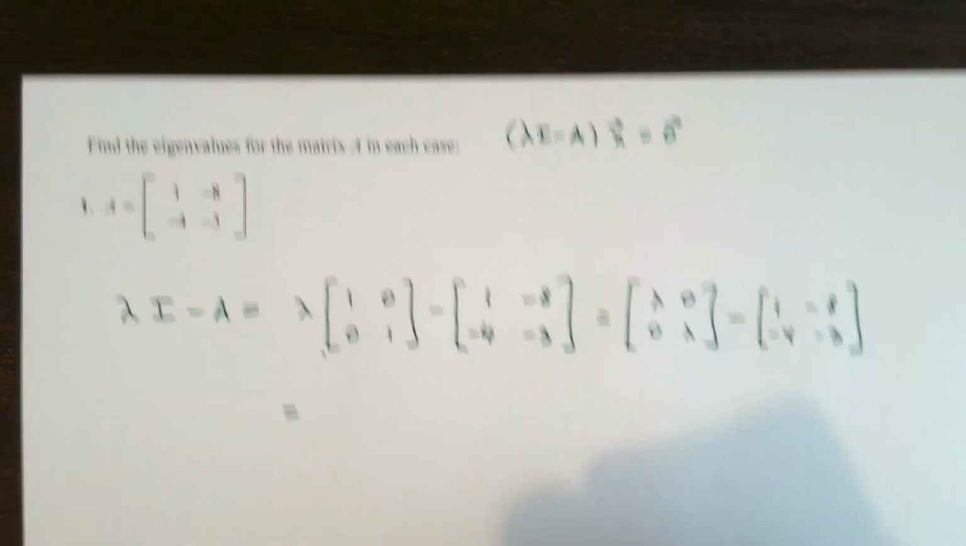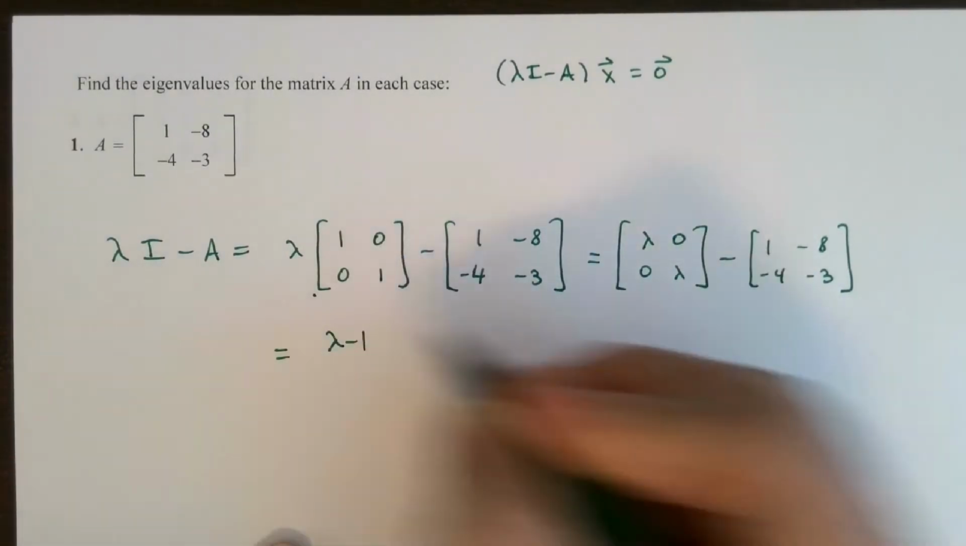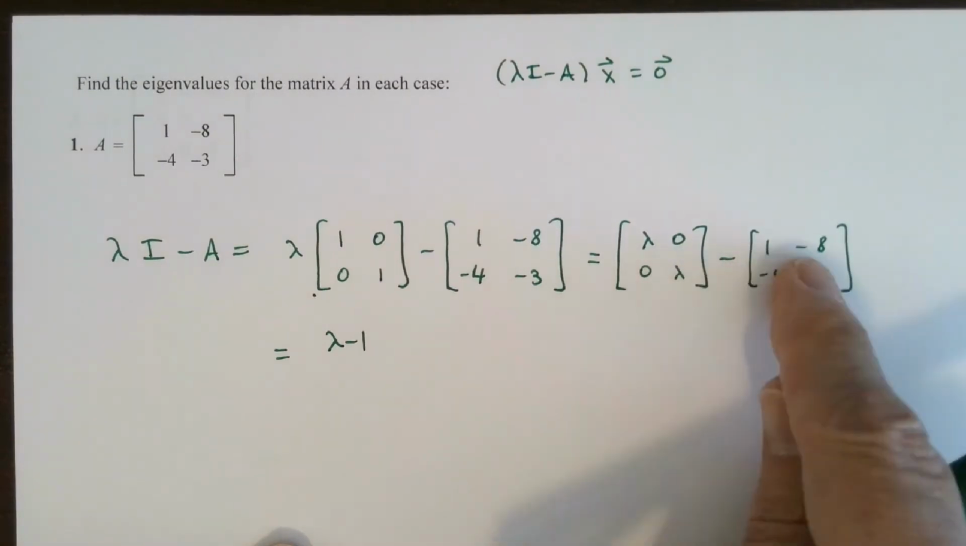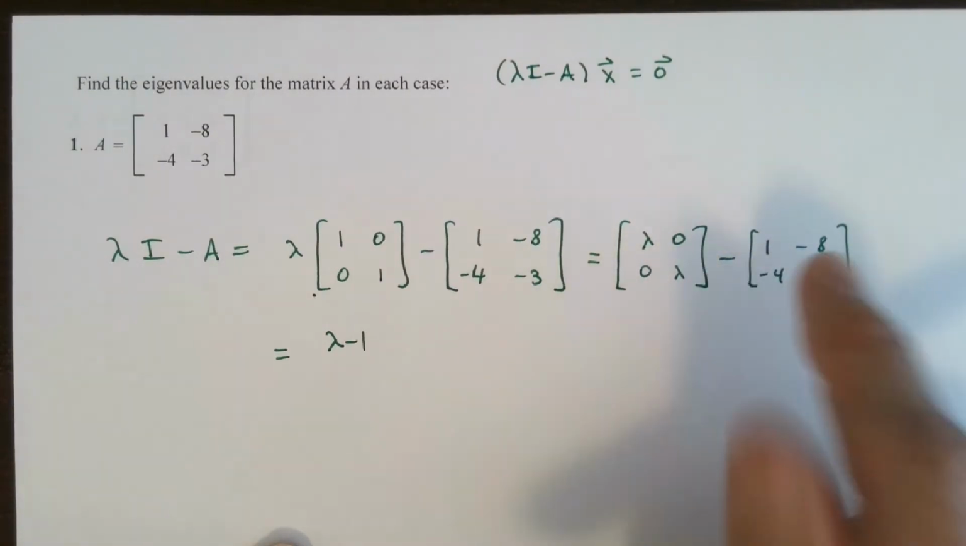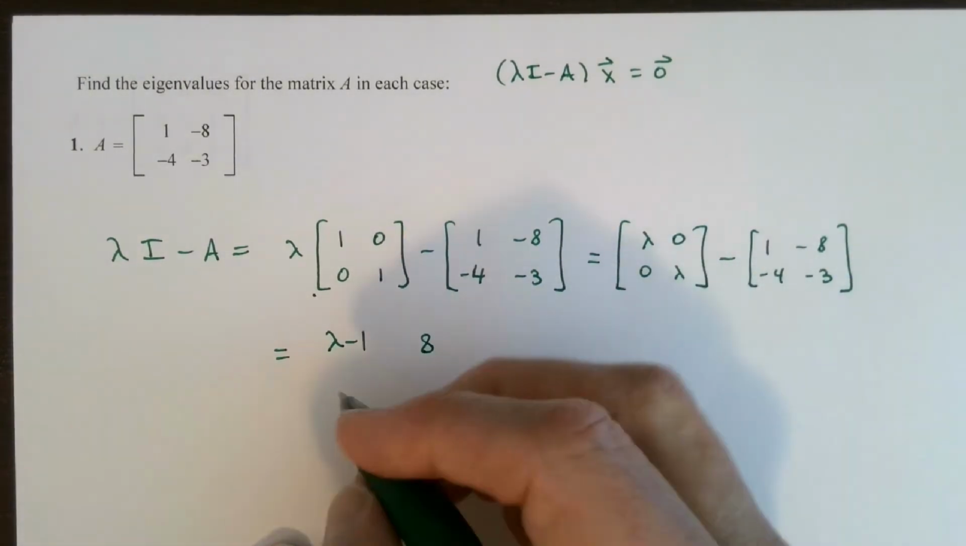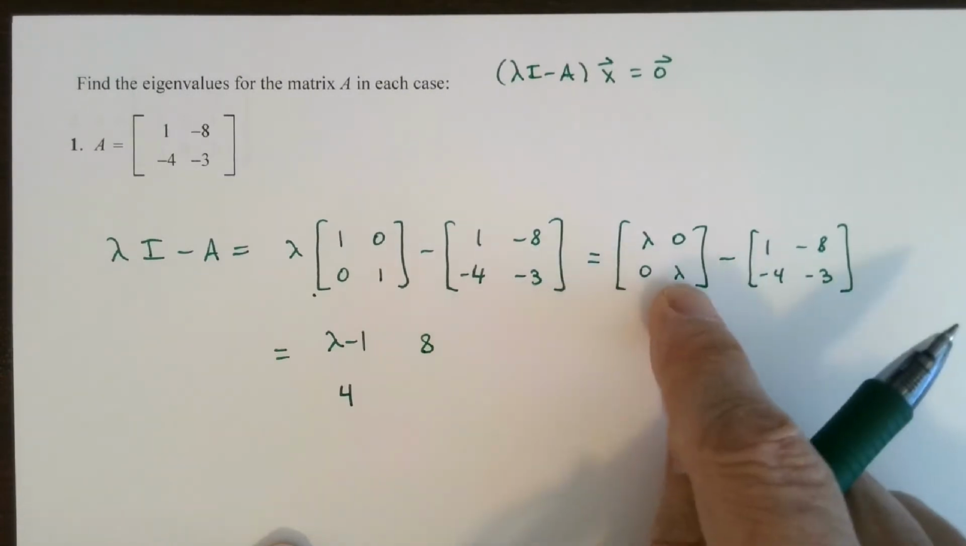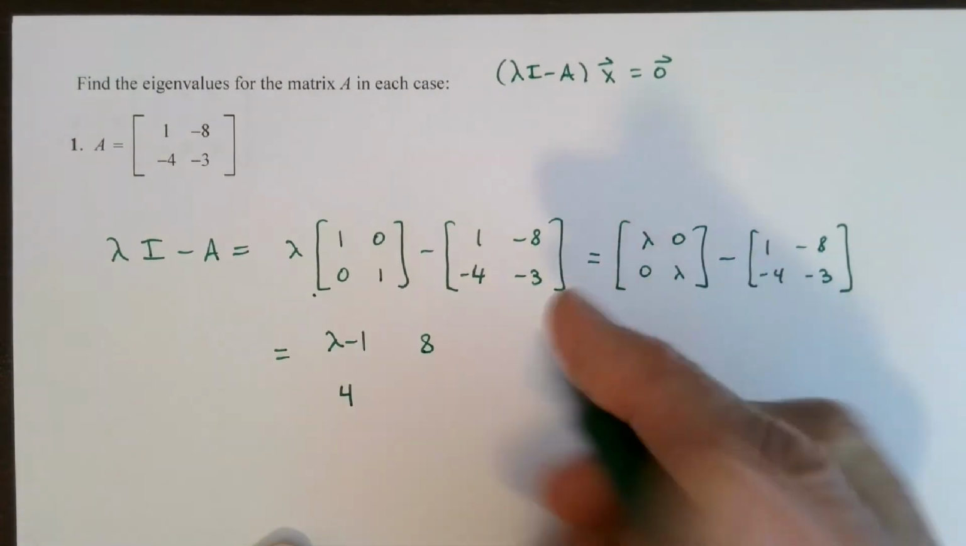And what do I get? I get lambda minus 1 in the first row, first column entry. 0 minus a negative 8, so be careful. 0 minus a negative 8 is positive 8. 0 minus a negative 4 is positive 4. Lambda minus a negative 3 is lambda plus 3.